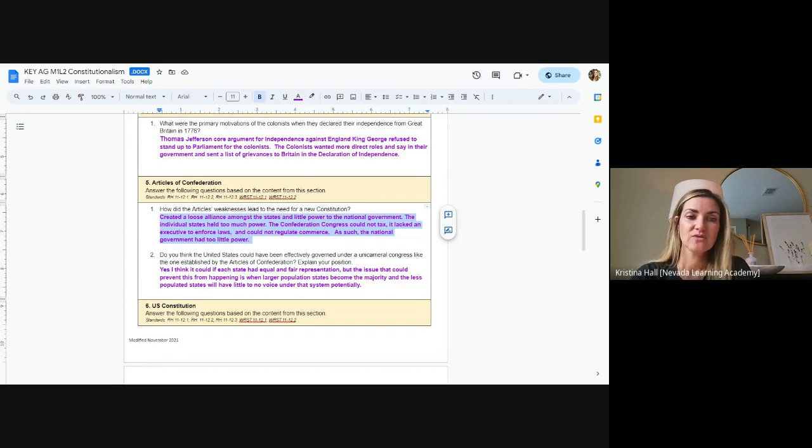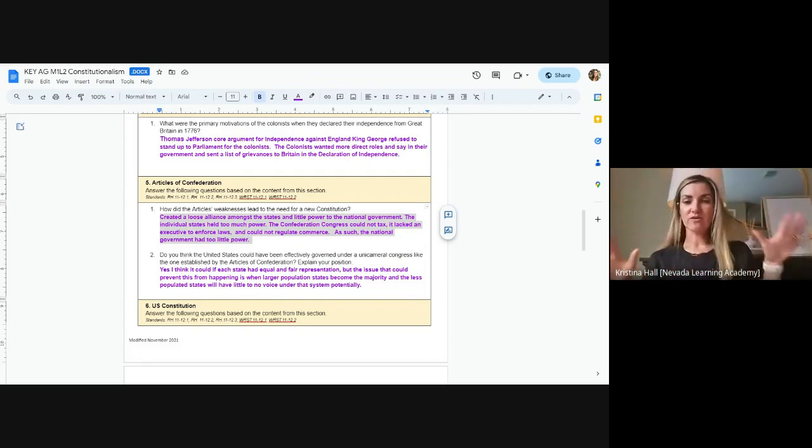Okay, next, how do we think the United States could have been effectively governed under a unicameral Congress like the one established in the Articles of Confederation? Explain your position. So if you think about the structure of our government, in Congress there's the House and the Senate. So there are two levels to the legislative branch, and the legislative branch are the ones that make laws. In the Articles of Confederation, there was just one house. Every state had a representative, so it wasn't based on population.